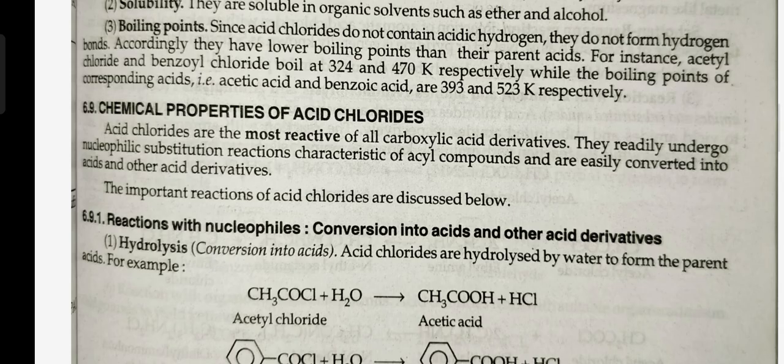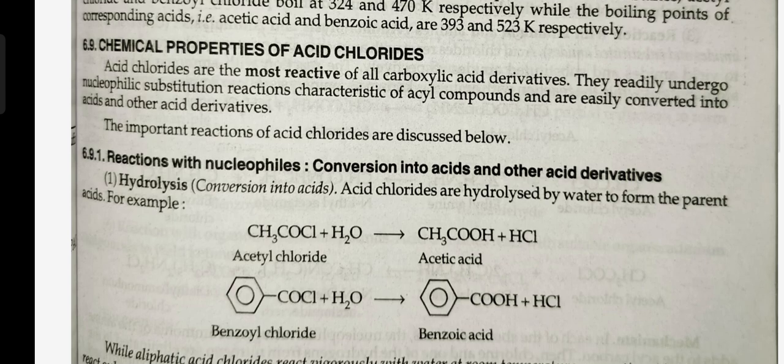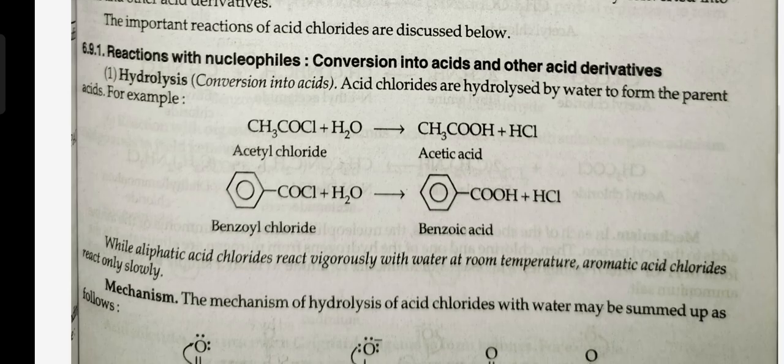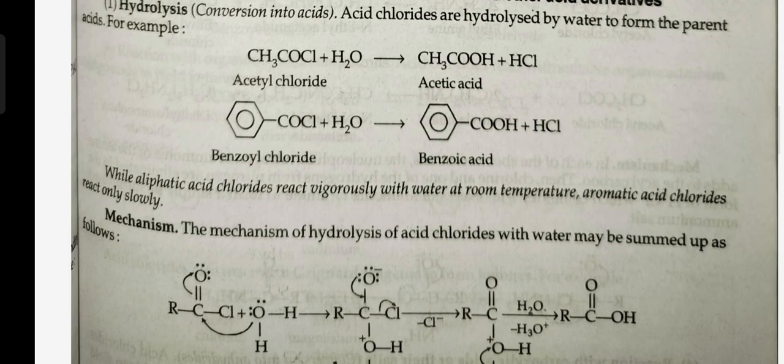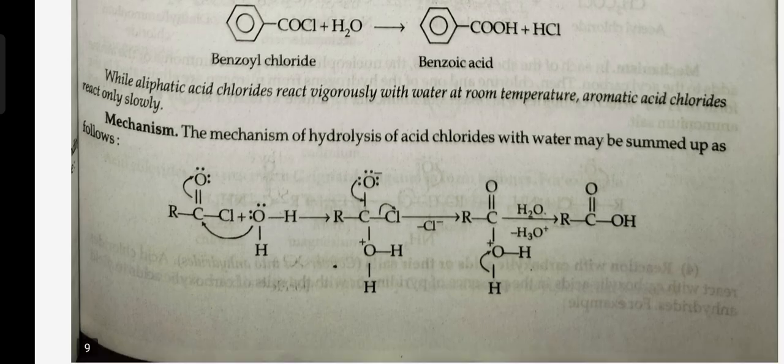First, hydrolysis: conversion into acid. Acid chlorides are hydrolyzed by water to form the parent acid. For example, acetyl chloride plus water gives acetic acid plus HCl. Aliphatic acid chlorides react vigorously with water at room temperature, while aromatic acid chlorides react only slowly. Mechanism. The mechanism of hydrolysis of acid chloride with water may be summed up as follows.